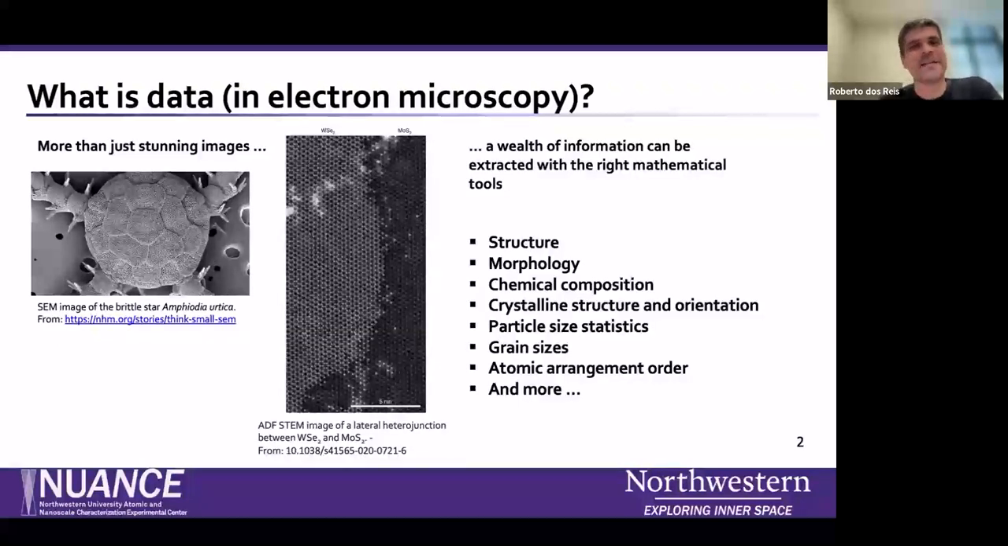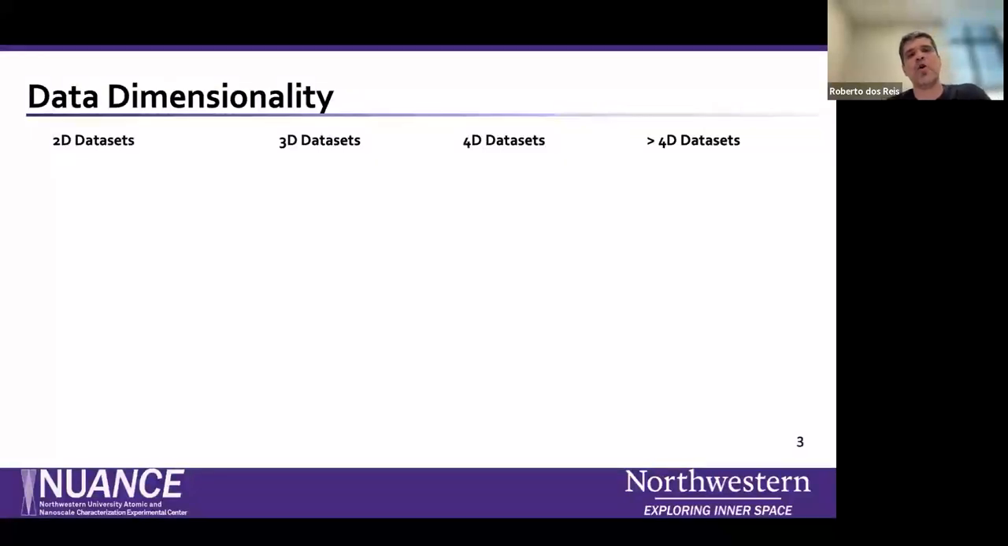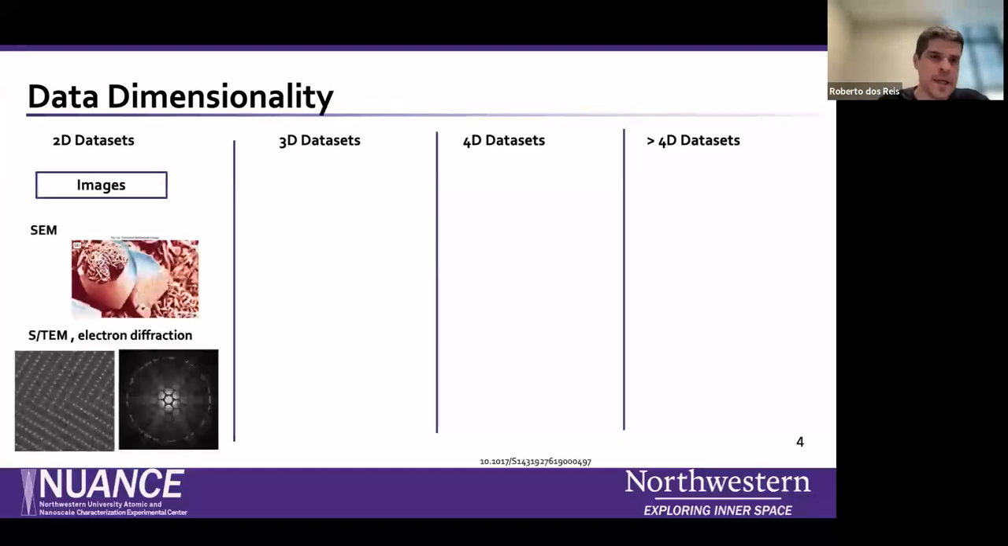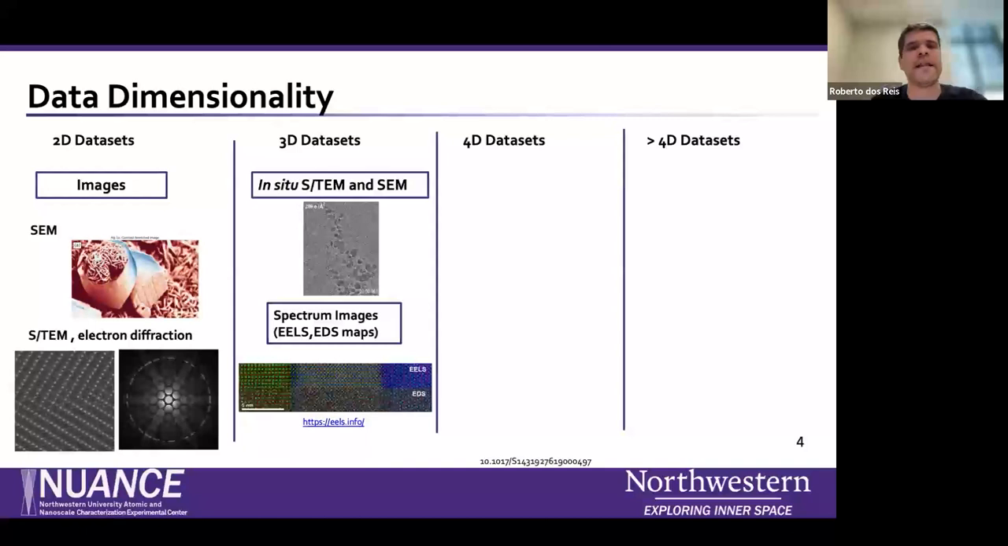So the idea here is to cover different data dimensions. From the simple 2D data sets that could be an image, an SEM image. It could be on the STEM or TEM, could be a high resolution STEM image, could be electron diffraction, you name it. To 3D data sets that could be, for example, an in situ STEM or in situ SEM where you add time as another dimension.